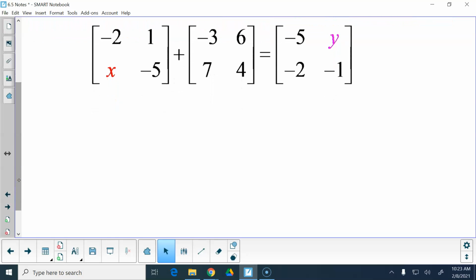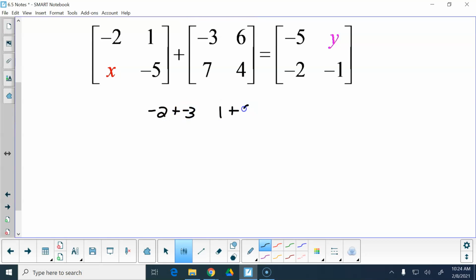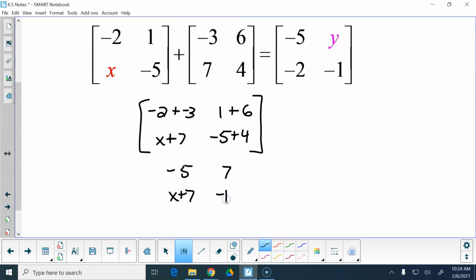So what you do is you kind of just do the adding of the matrices over here on the left side. Okay? So you'd have -2 plus -3. You'd have 1 plus 6. You'd have x plus 7. And you'd have -5 plus 4. So you'd have the matrix -5, 7, x plus 7, -1. And that has to equal -5, y, -2, -1.